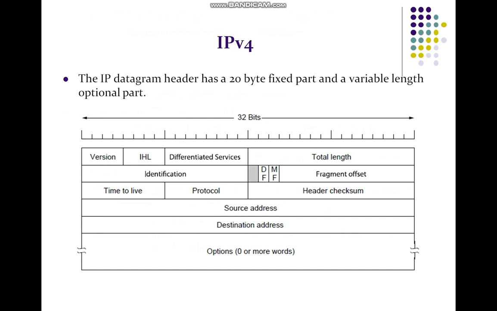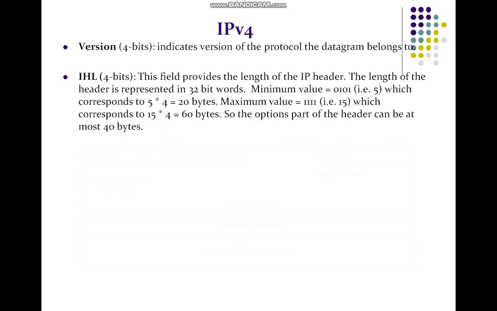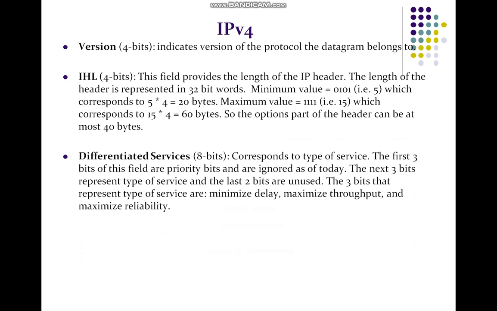Here we have the version, IHL, differentiated services, total length, identification, DF, MF, fragment offset, time to live, protocol, header checksum, source address, destination address, and options. First we look at the version. The version field identifies the version of the protocol. The IHL field is used to identify the length of the IP header.